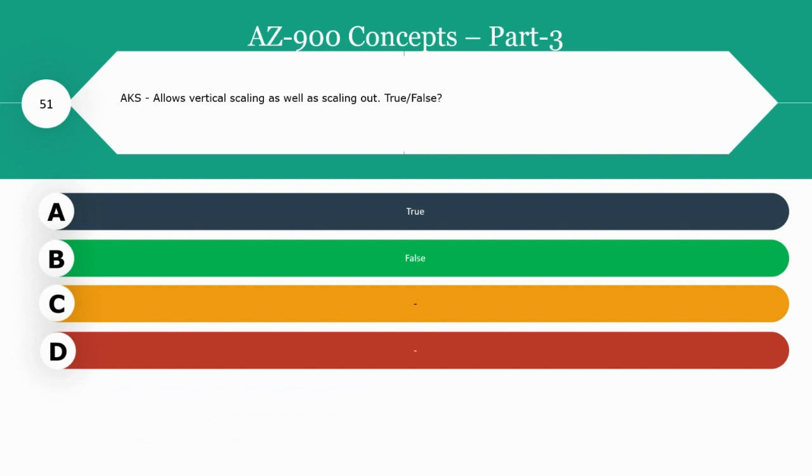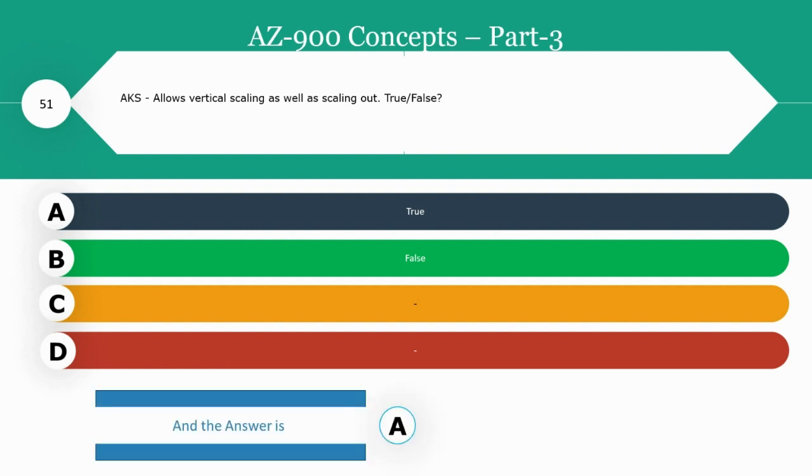AKS, Azure Kubernetes Service, allows vertical scaling as well as scaling out. Is it true or false? The right answer is A. That is, Azure Kubernetes Service, otherwise called AKS, automatically scales a cluster to meet the application demands. So the right answer would be option A, that is true.